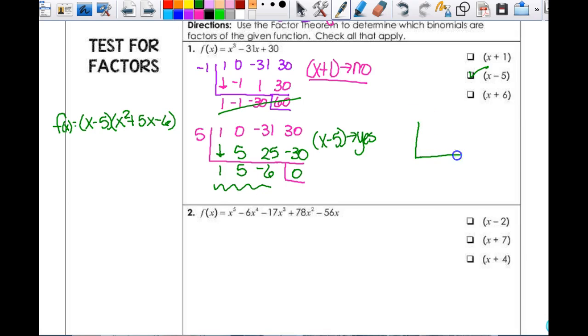So now I'm going to use 1, 5, and negative 6. And what goes out here is negative 6. And then I have fewer numbers, and they're smaller too, right? So I bring down my 1. This gives me negative 6. That's negative 1. This would be 6. This would be 0. So what happens with x plus 6? It is, yes. So x plus 6 is a yes as well.